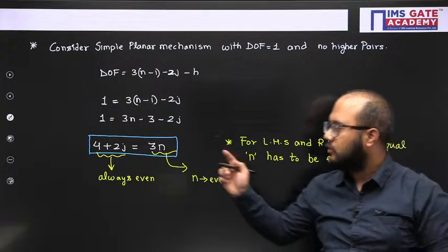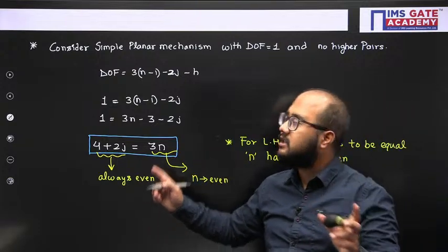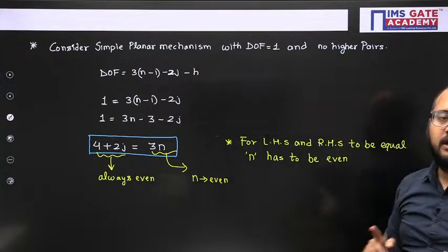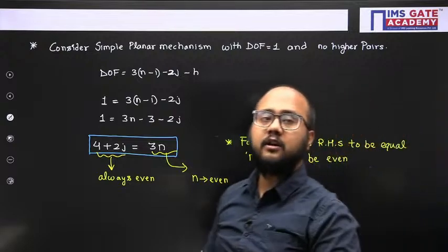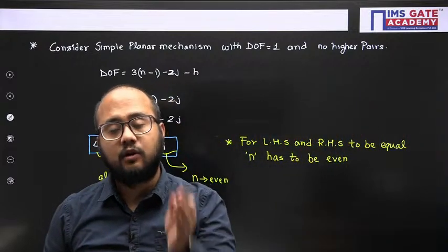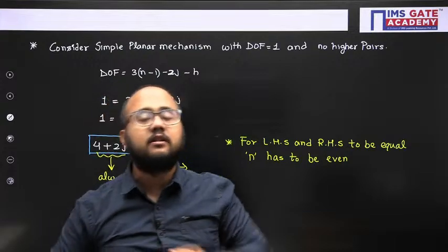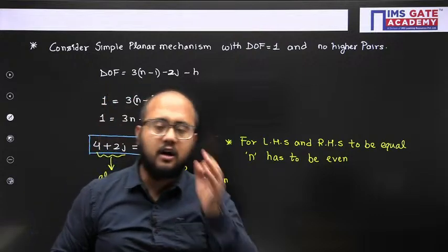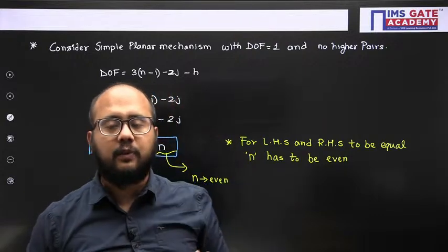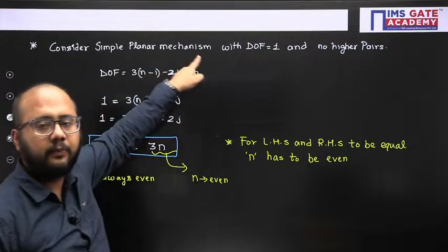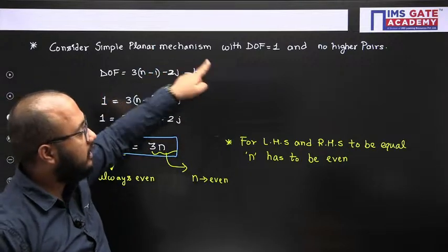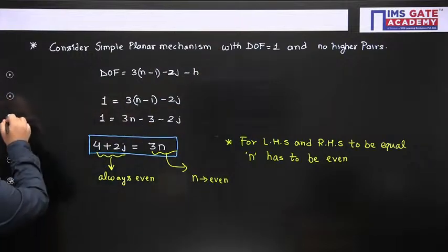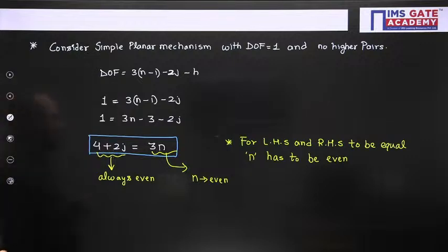So, please remember, under what condition? A simple planar mechanism with degree of freedom 1 and no higher pair. Only in that case will the number of links always be even. Which means there will not be any case in which the number of links can be odd. An odd number of links is not at all possible in this particular case of a simple planar mechanism with degree of freedom 1 and no higher pairs. Clear? So, this is again a very important analysis part. Is it clear, everyone?